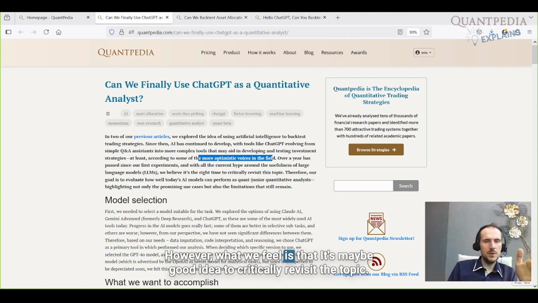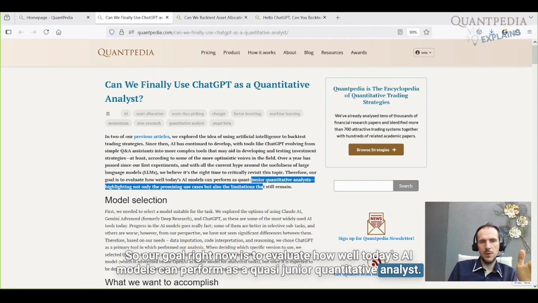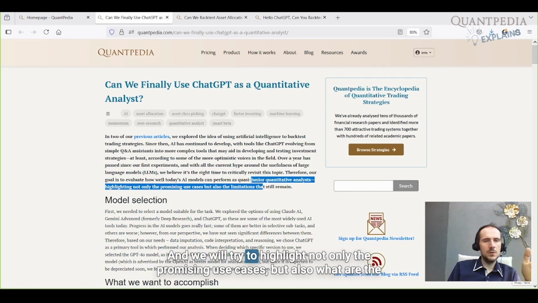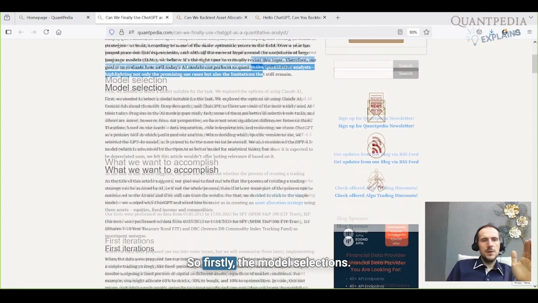However, what we feel is that it may be a good idea to critically revisit the topic. So our goal right now is to evaluate how well today's AI models can perform as quasi-junior quantitative analysts, and we will try to highlight not only the promising use cases but also the limitations, because there still are limitations. Okay, so firstly, the model selection.